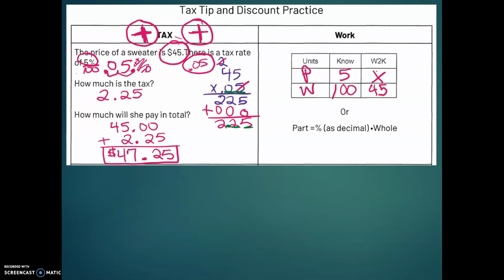And once you add those, then it lines up like it is on the screen right here. And then you'd add up and you'd get the $47.25 total that you had to pay for the sweater with a 5% tax. All right, let's go ahead and take a look at the next problem.